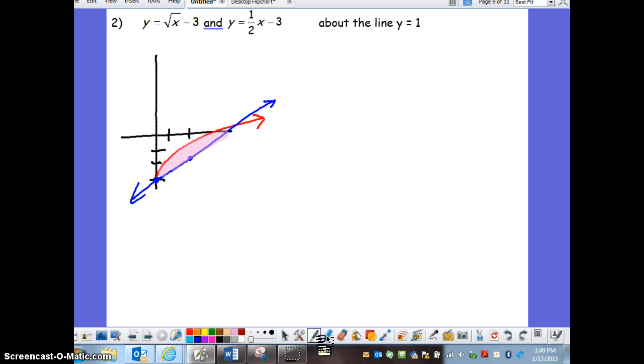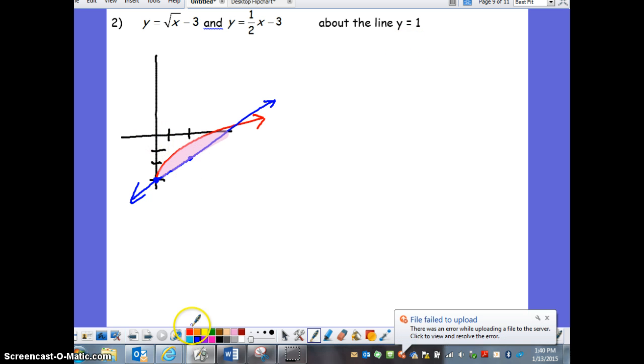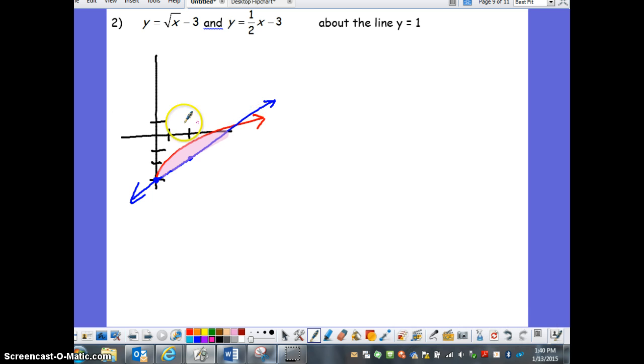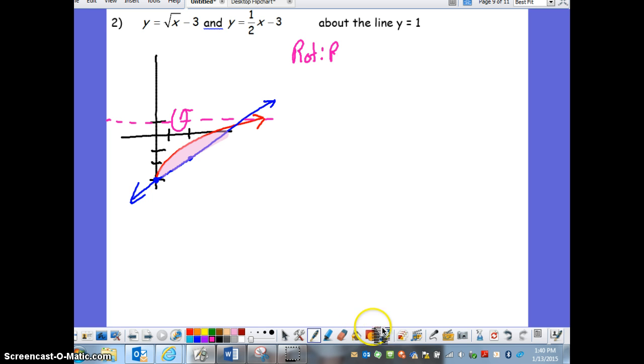So where am I rotating it? I'm rotating around y equals 1. Okay, so y equals 1, remember, this is your y-axis, there's y equals 1. That's going to be this region right up here. So again, I'm going to do that as my dotted line. This is my rotation. So just like number 1, I write this out.